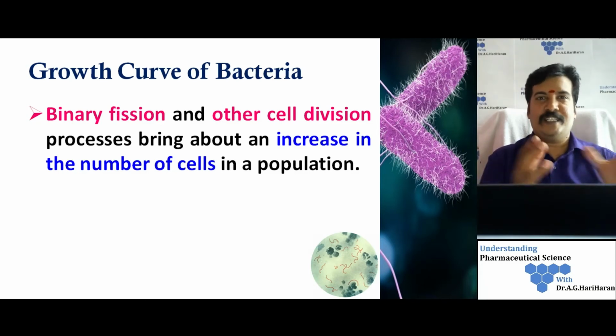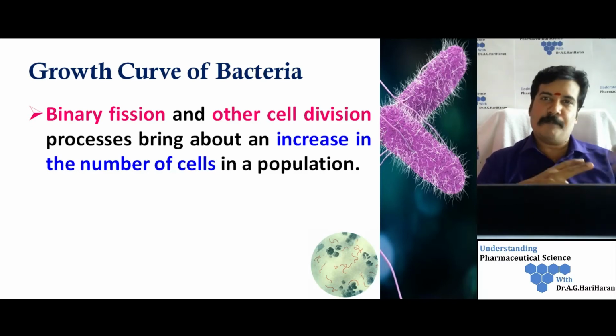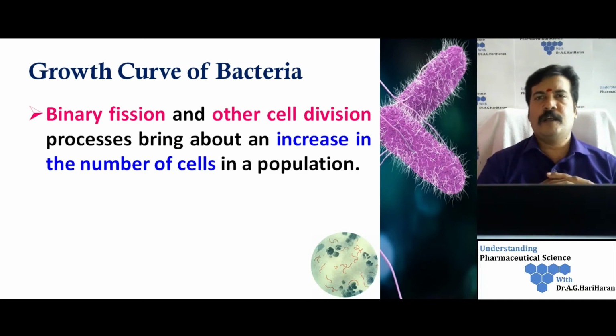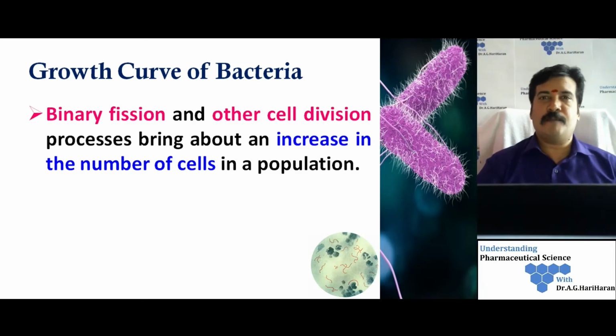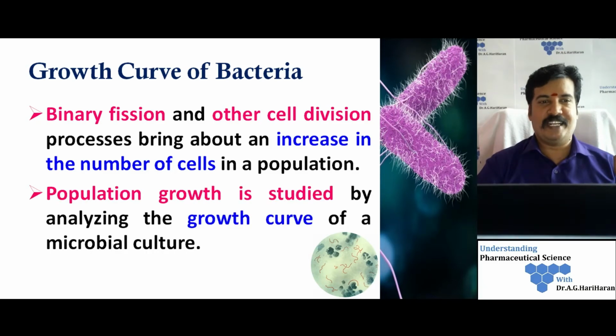Generally the population size of bacteria grows by binary cell division, or other methods of cell division such as budding or the filamentous type. But in most cases the cell division of bacteria occurs by binary fission. So our study of the growth curve of bacteria is limited only to the increase in the number of the cell population, not the individual growth of the bacteria, right?